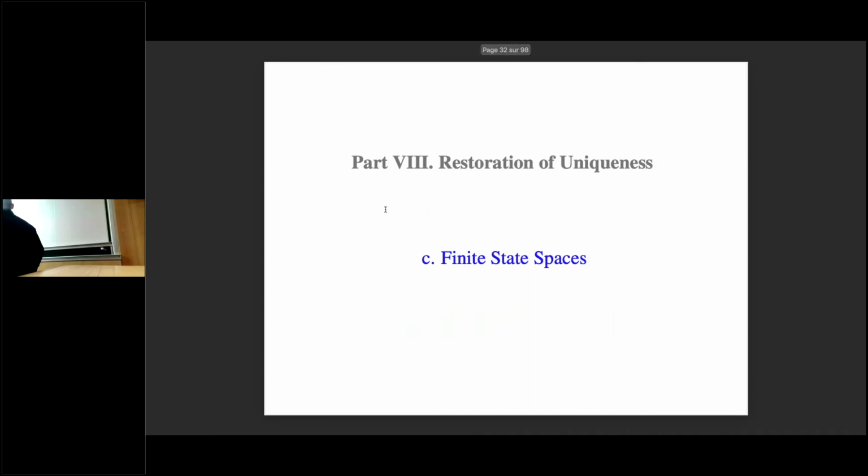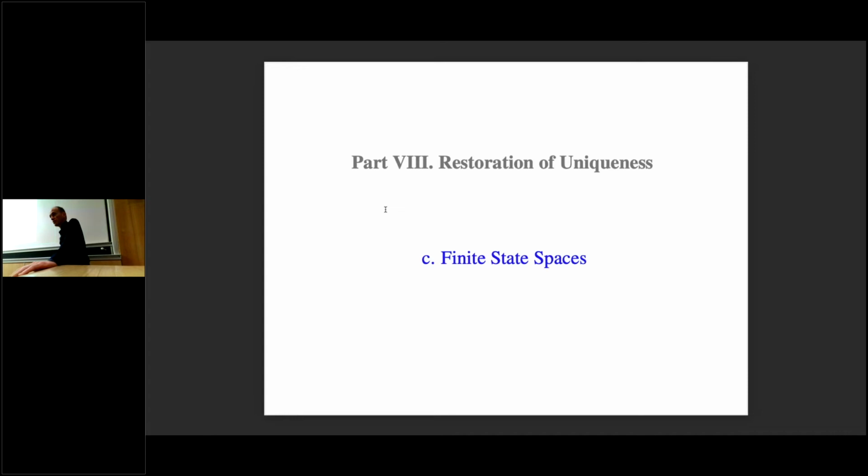Before I address this question of numerics, I will come back to numerical questions just for the very last part of these lectures. I would like to mention that some questions are interesting for finite state spaces. And I think this is a very, very interesting case, plenty of questions, and this is something that I have not discussed so far.